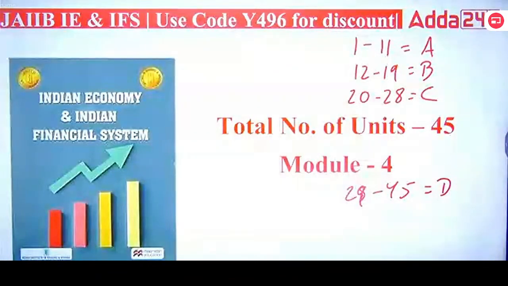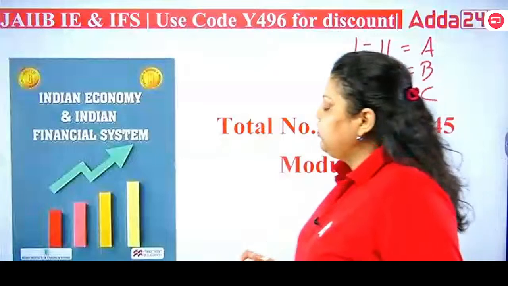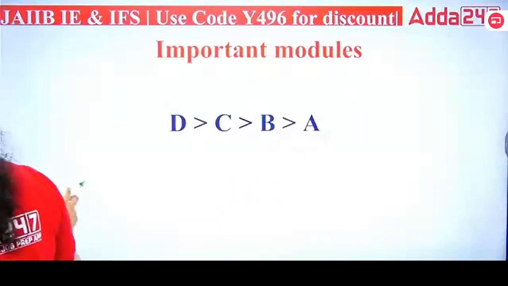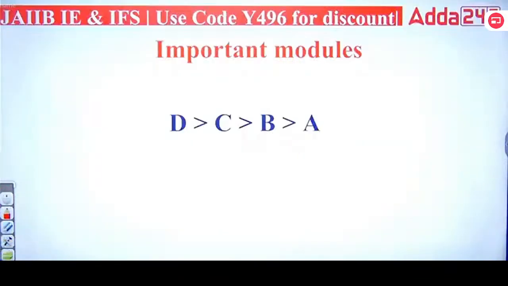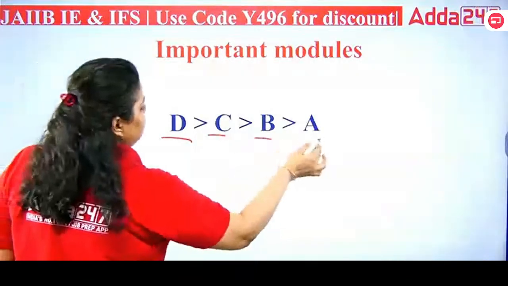So now if you see syllabus wise, the maximum units are in module D, then in C, then A, and then B. So the same sequence we have to follow when we are preparing for our paper. So this is the sequence that we have to follow for your IE IFS. First we have to cover modules D, C, B and A.